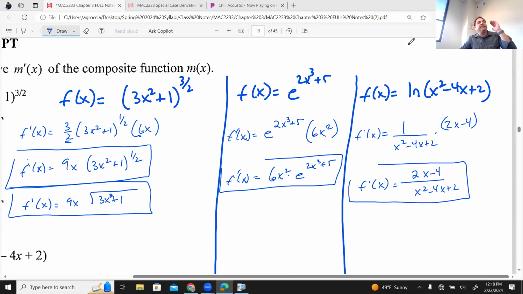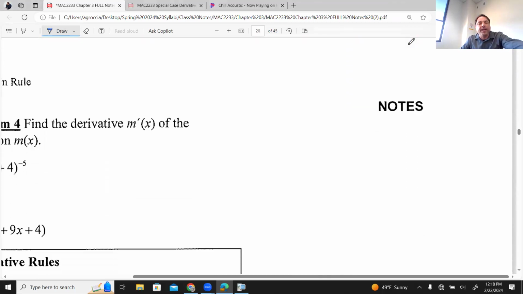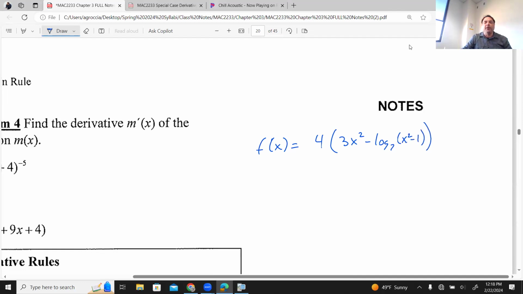So we've learned special cases, product rule, quotient rule, chain rule, but remember, they can also be mixed. So I'm going to make up one here. Take the derivative of, let's say, 3x squared minus log 7 of x squared minus 1, raised to the 7. Give that one a try.